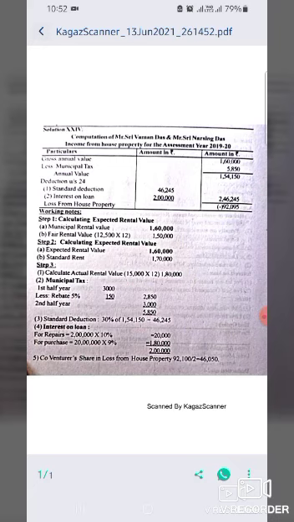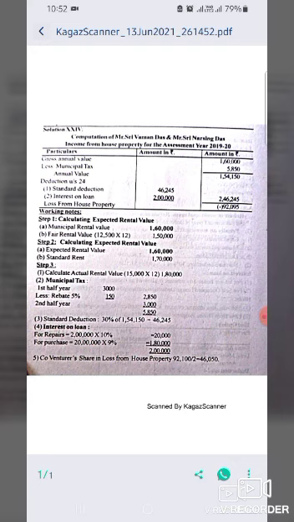So let's see the working notes. Calculating expected rental value. Municipal rental value is 1,60,000. Fair rental value is 12,500 per month into 12 months, so 1,50,000. So the expected rental value, annual rental value, is the expected rental. Standard rent is given. So expected rental value 1,60,000 and standard rent is 1,70,000. Lesser of the following. So calculating the actual rental value: 15,000 into 12 months, 1,80,000.